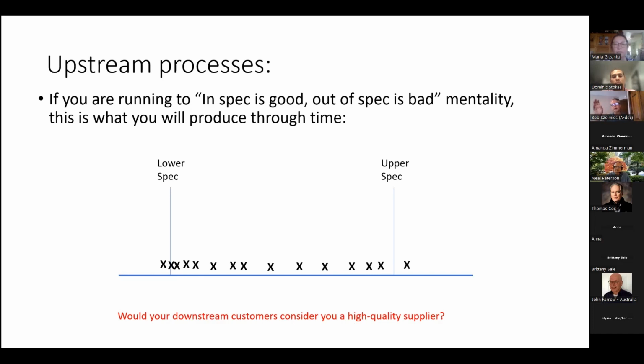So in the red there, if this is how I'm running my process, do you think your downstream customers consider you a high quality supplier? No. I'm after the answer is no. Now, conceptually, if you had a super tight spec, yeah, maybe they don't notice the variation. But in most cases, that's not how it is. You can tell a difference in parts throughout the spec. The high ones act a little bit different than the low ones. And I'm getting these high ones.